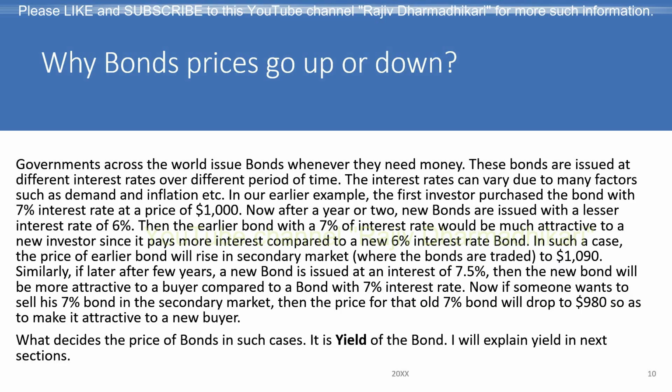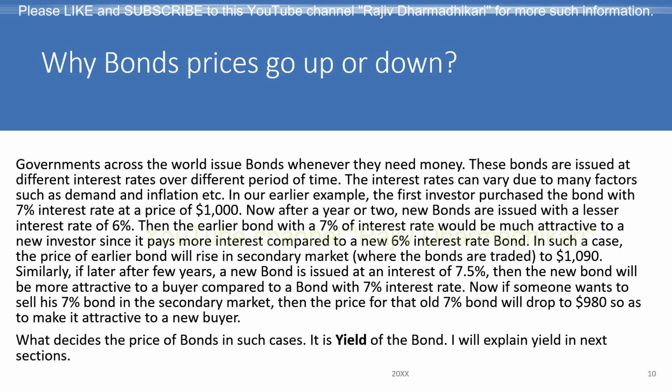Why do bond prices go up or down? Governments across the world issue bonds whenever they need money. These bonds are issued at different interest rates over different periods of time. The interest rates can vary due to many factors such as demand and inflation, etc.